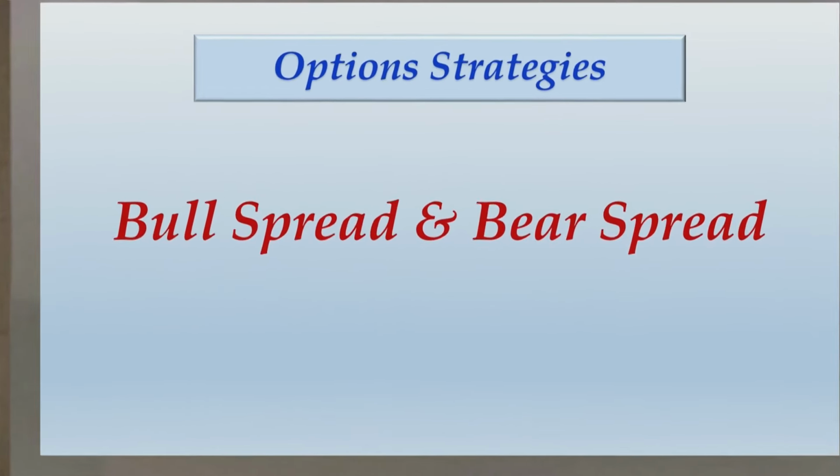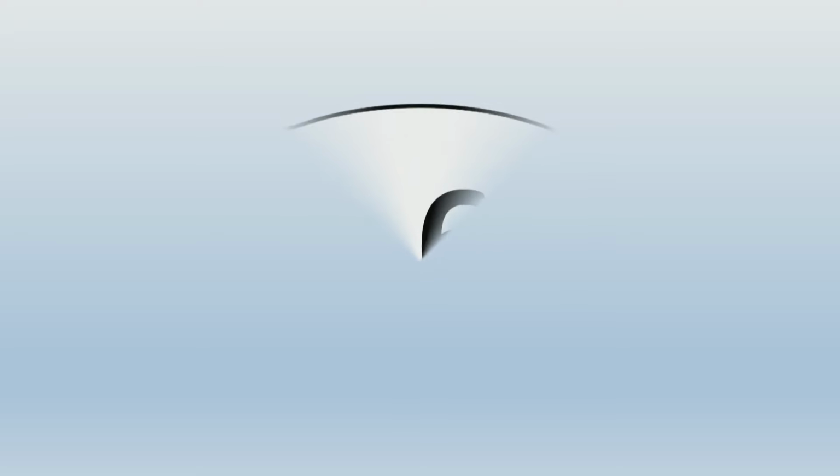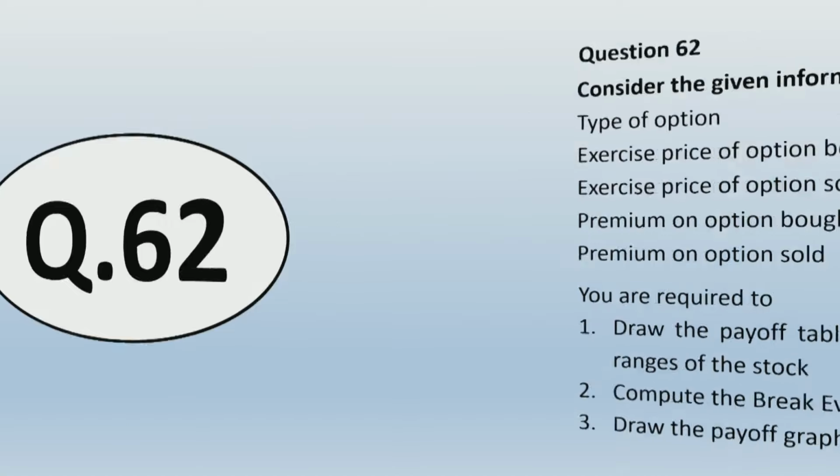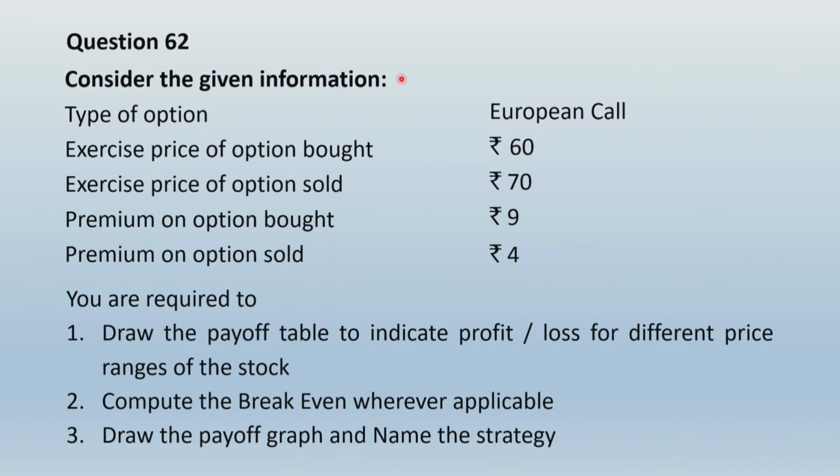Let's directly get into the examples, getting started with question number 62 from our book, and let us read this question first. Consider the given information. Type of option is European call. Exercise price of option bought is 60. Exercise price of option sold is 70. Premium on option bought is rupees 9. Premium on option sold is rupees 4. You are required to draw the payoff table and to indicate profit or loss for different price ranges of the stock. Compute the break even wherever applicable. Draw the payoff graph and name the strategy.